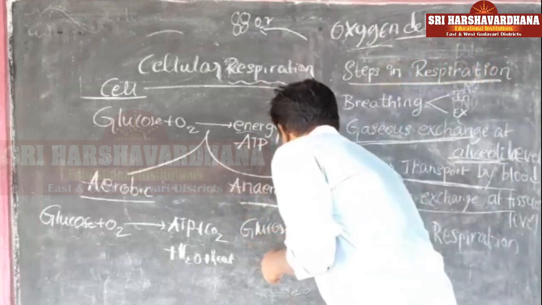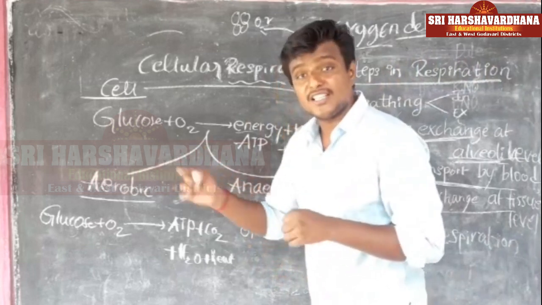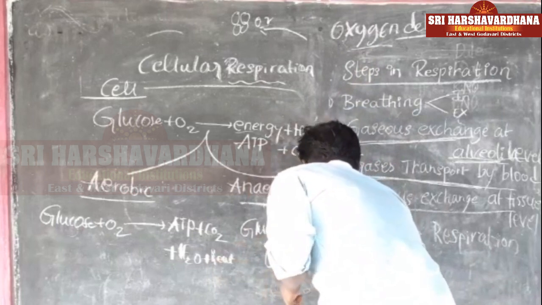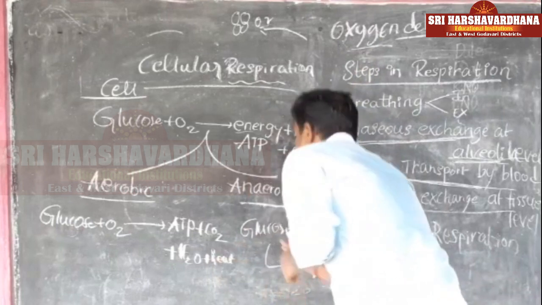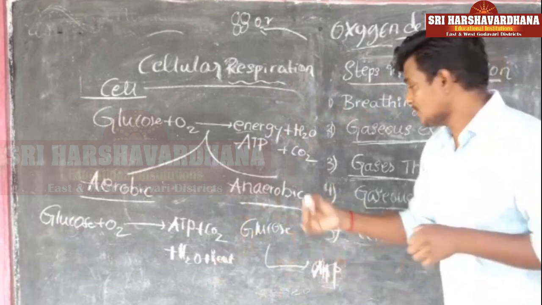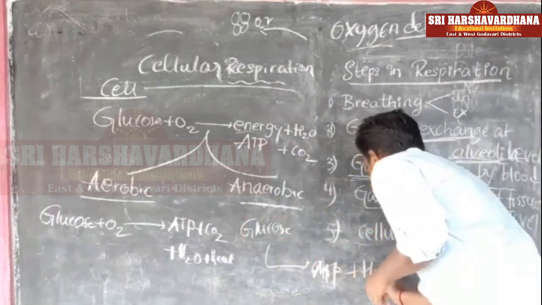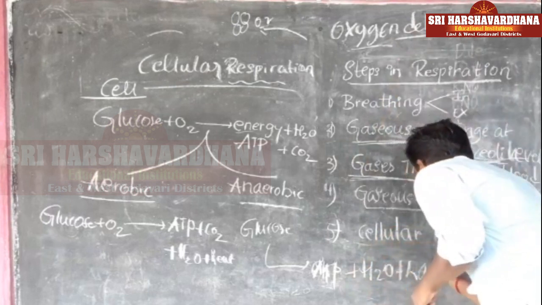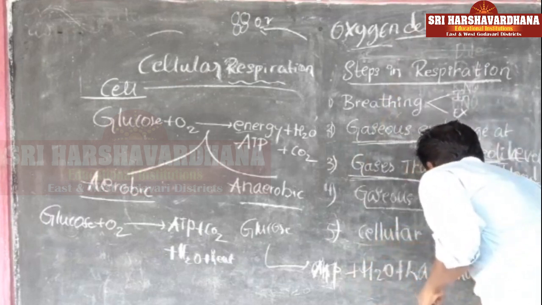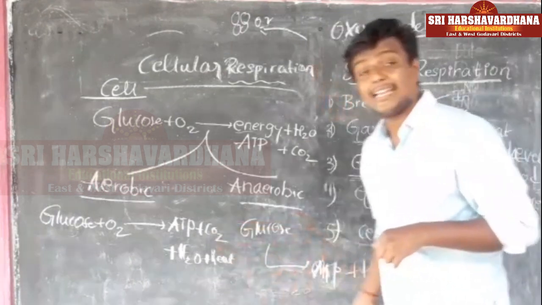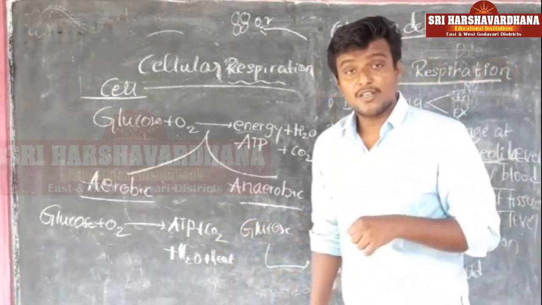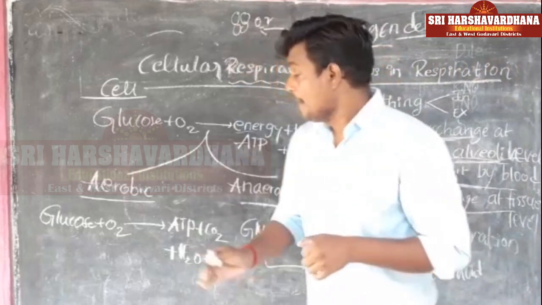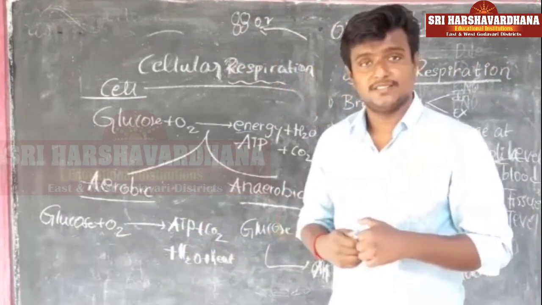At that time, the glucose breaks down without oxygen and liberates energy. That process we call anaerobic respiration. In that process, a little amount of water is liberated, and at the same time lactic acid is liberated. In the place of CO2, they liberate lactic acid. In the examination they ask what is the difference between aerobic and anaerobic respiration, and based on this equation we can write it.